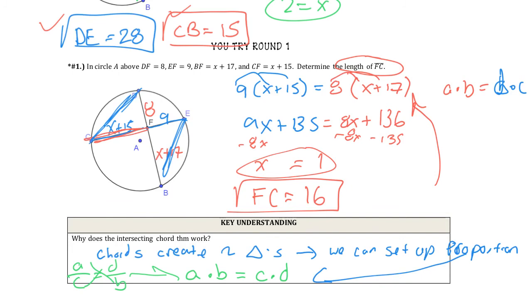You could try You Do Round 2 on Google Classroom. And then there's one other piece that we're going to talk about. So once you're done with the Google Classroom, you try round 2, submit your answers. It'll tell you if you got them right or not. And then come back to the video and we'll see the one other thing about chords that's really easy.